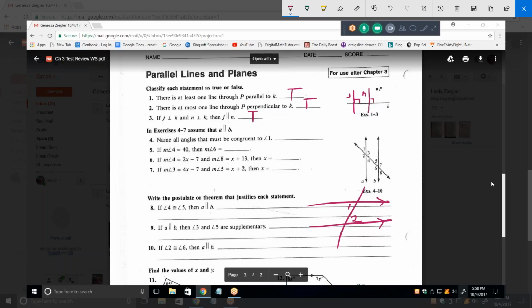Number 5, if angle 4 is 40, then what is angle 6? Angle 6 is 140. And if angle 4 is 2x minus 7, and angle 8 is x plus 13, how do I solve for x? Give me the equation that I want to write. It would be 2x minus 7 plus x plus 13 equals 180. Are these angles supplementary or are they equal? They're equal.